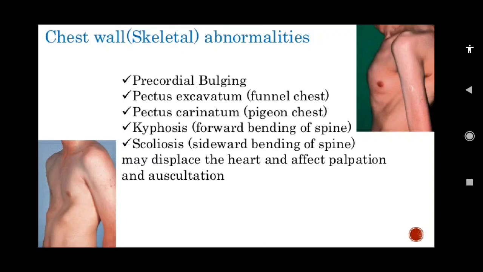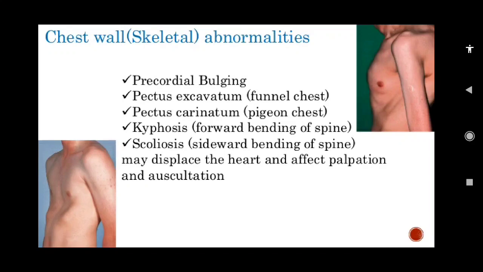So the first one, skeletal abnormalities, if any present, may cause precordial bulging. Okay, and pectus excavatum, that is funnel chest, and pectus carinatum, pigeon chest. Kyphosis, forward bending of spine. Scoliosis, sideward bending of spine, which may displace the heart and affect palpation and auscultation. So if any one of these are present, you have to note it down.